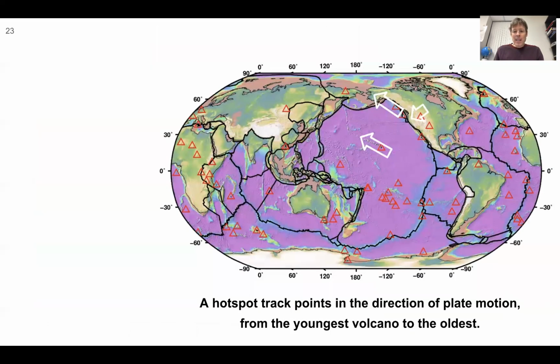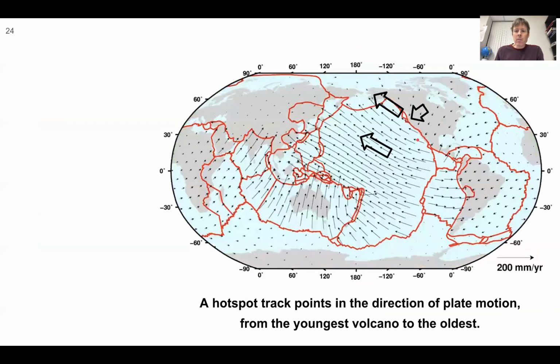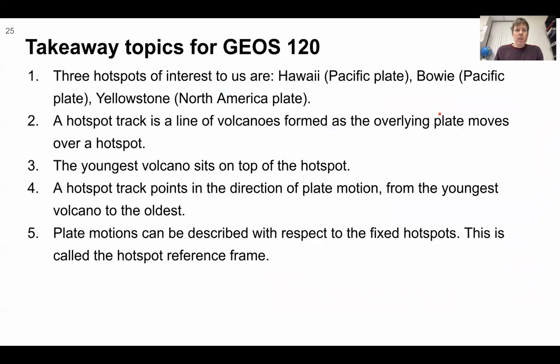So again, we have our three hotspots. A hotspot track points in the direction of plate motion from youngest volcano to oldest. Two of these are on the Pacific plate, and this one's on the North America plate. See those here, roughly aligned with the arrows from the model. Hotspot tracks aligned with the global plate motion model. So the three hotspots of interest to us are Hawaii on the Pacific plate, Bowie on the Pacific plate, which we'll see more later, and Yellowstone on the North America plate.